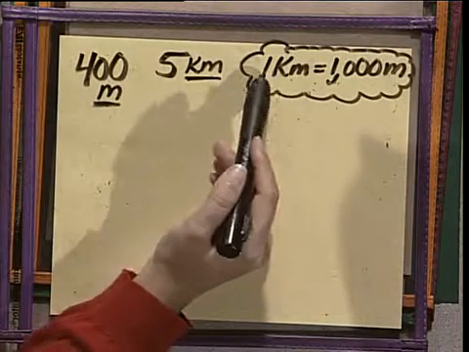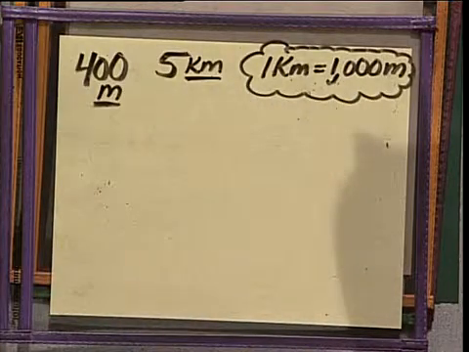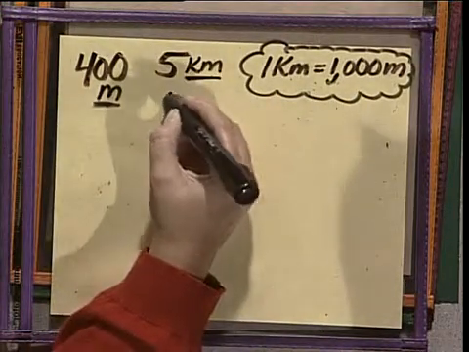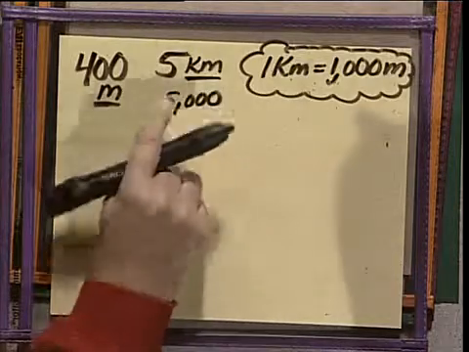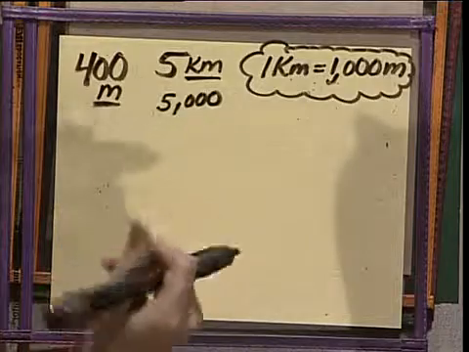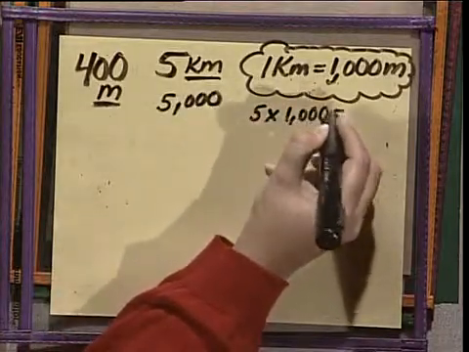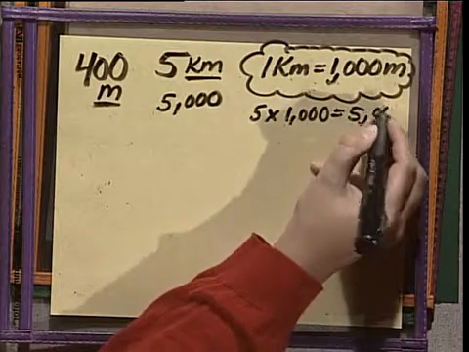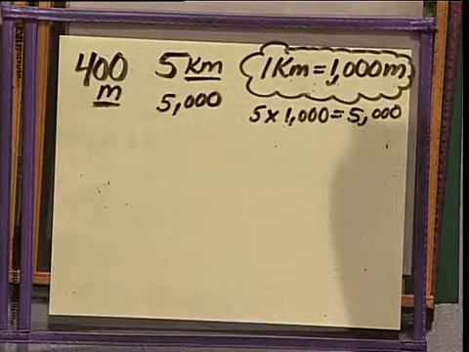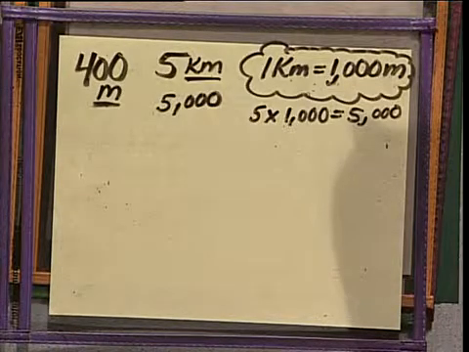If 1 kilometer is 1,000 meters, how many would 5 be? Changing it to 5,000. All right. Good job, Mohammed. How did you do that? I did 5 times 1,000. Why? Because it says 1 km equals 1,000 meters, and then it says 5 km, so I multiplied the 5 by the 1 and add the 3 zeros.